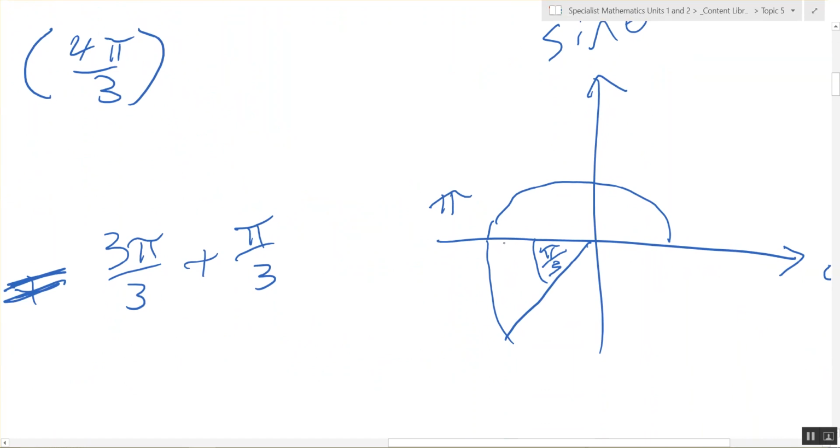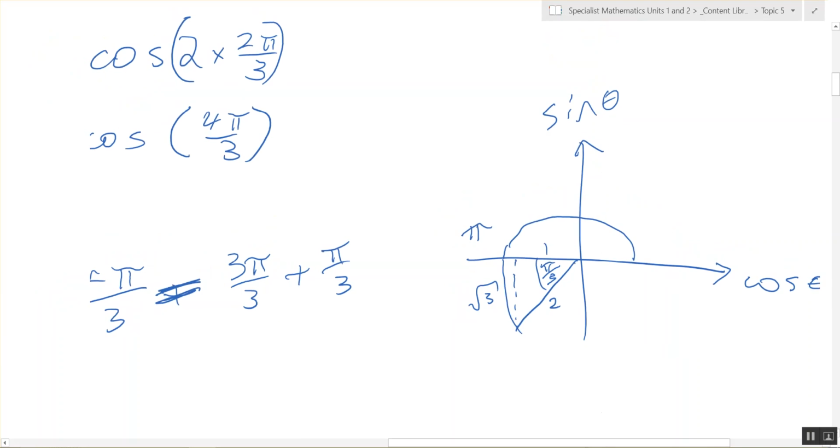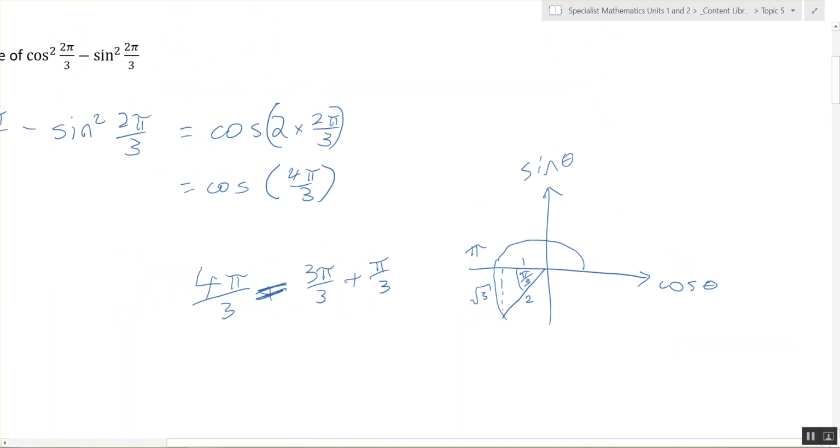So we have a special triangle. So this is square root 3 for the special triangle, 2 and 1. And we want cos. So adjacent over hypotenuse, this equals a half. So using the special triangles, we know it's a half.